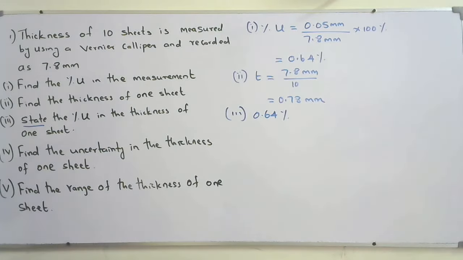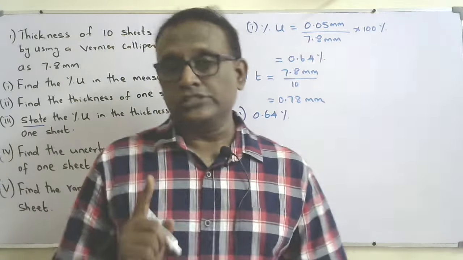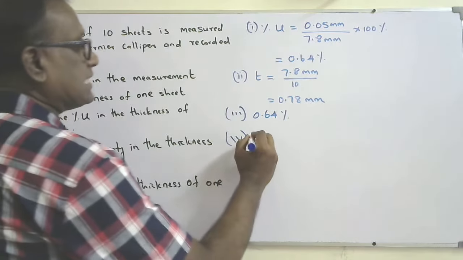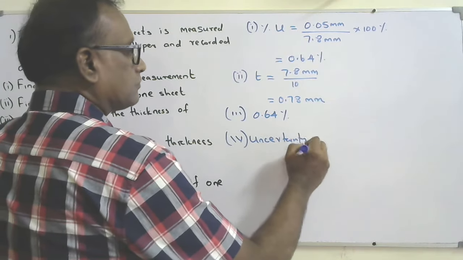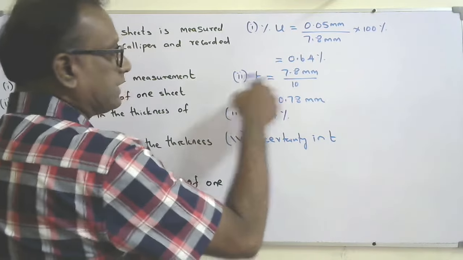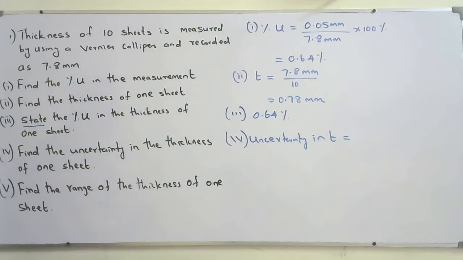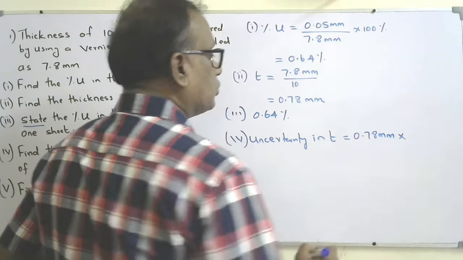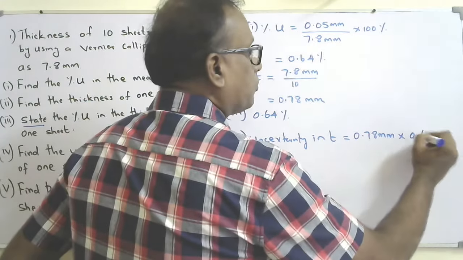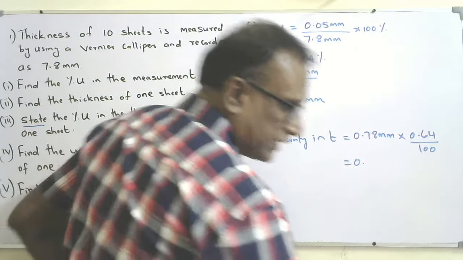Okay, so fourth part, find the uncertainty in the thickness of one sheet. That also I'll do by calculation. After doing the calculation, I'll give you an important conclusion. The uncertainty in T, where T means thickness of one sheet, is equal to the thickness, 0.78 millimeter, into the percentage uncertainty, 0.64 over 100. Solve it. You will get 0.005.